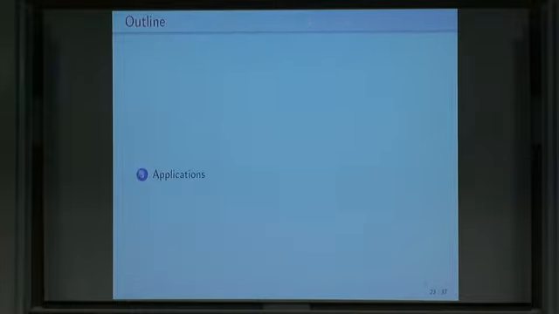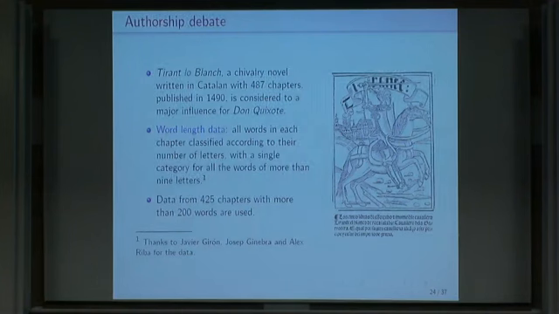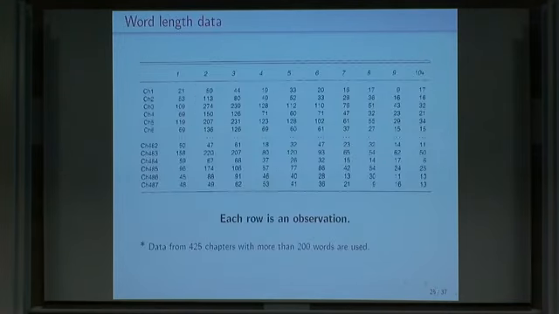So now let's look at how the method works in the two applications I just mentioned. We go back to this one. We want to know whether there is a change of author or not. And the data we use is called the word length data. That is, for each chapter, we count the number of words that have length 1, length 2, length 3, and so on. So the data looks like this.